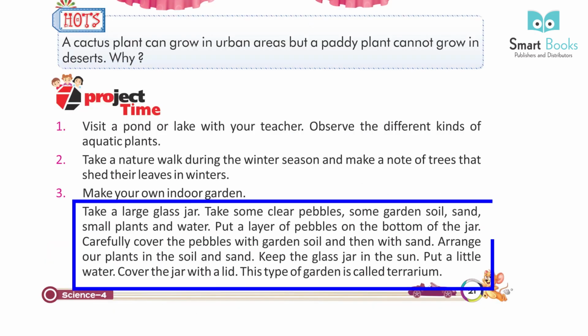Take a large glass jar. Take some clear pebbles, some garden soil, sand, small plants and water. Put a layer of pebbles on the bottom of the jar. Carefully cover the pebbles with garden soil and then with sand. Arrange your plants in the soil and sand. Keep the glass jar in the sun. Put a little water. Cover the jar with a lid. This type of garden is called a terrarium.